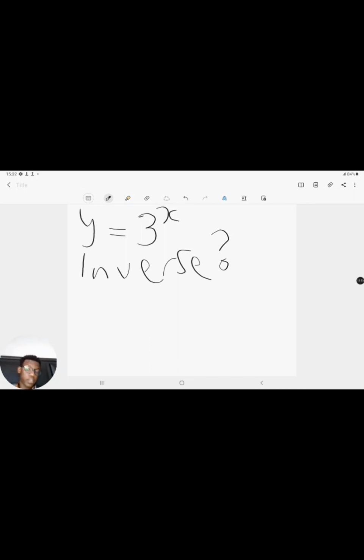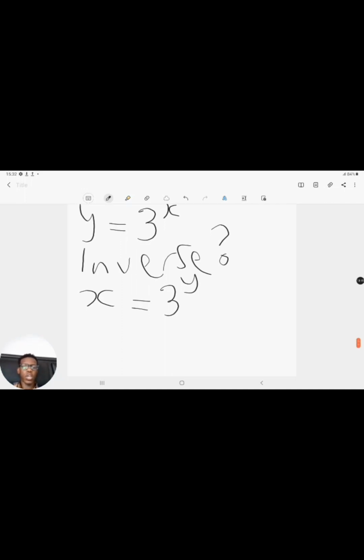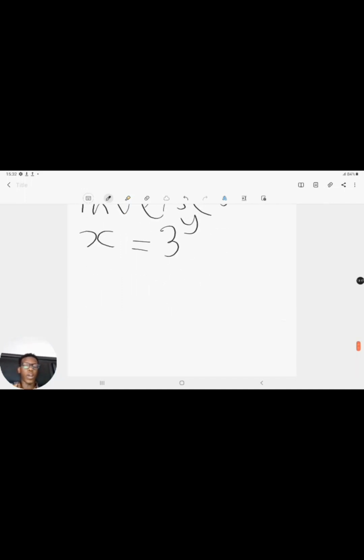Well, same procedure. You just interchange the variables. Where you have y, you have x, and where you have x, you're going to have y. So this is going to be x is equal to 3 to the power of y. Right, and now you have to make y the subject of your formula. How do you do that? Well, you use logarithms. You will have to visit a different video on the laws of logarithms for you to fully follow what I am going to do. But you use logarithms to make y the subject of the formula.